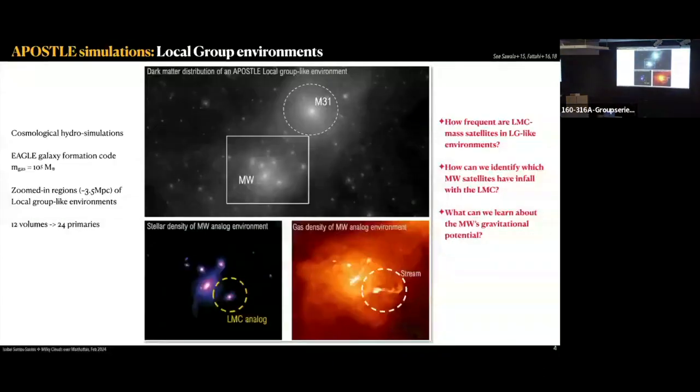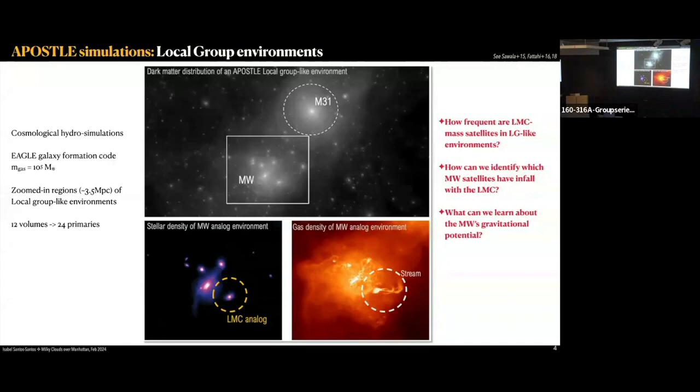So a couple of years ago, we carried out a study to put the LMC in a cosmological context, and we used the Apostle cosmological hydrodynamical simulations. These are local group environments. That means that they have 2 massive primaries, and we have 12 volumes, which means we have 24 primaries to study.